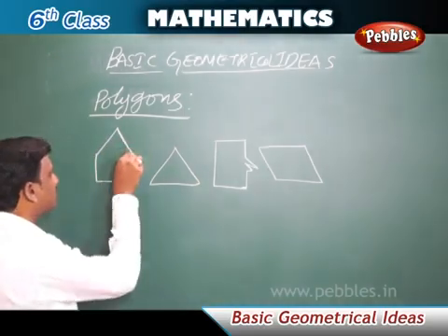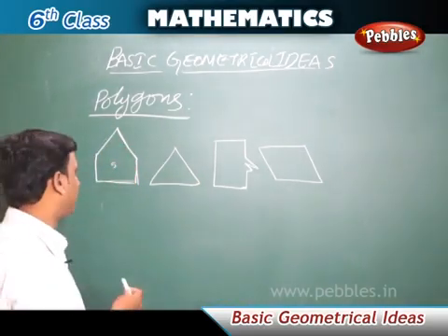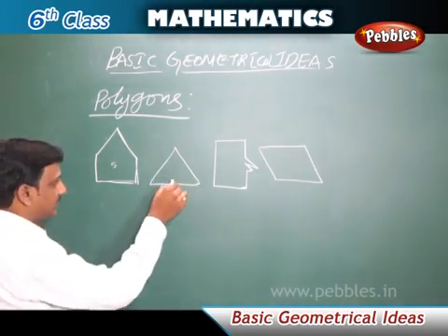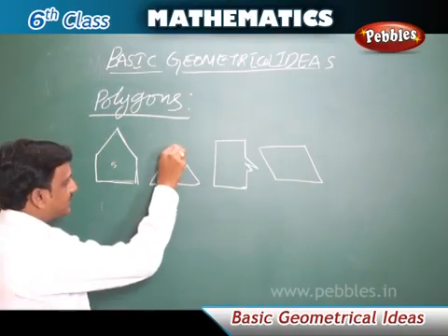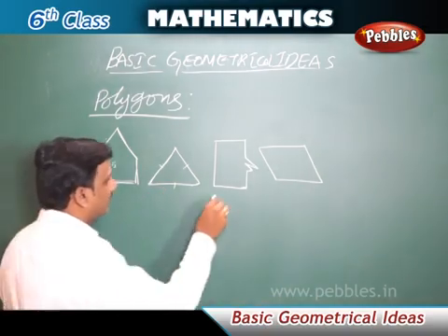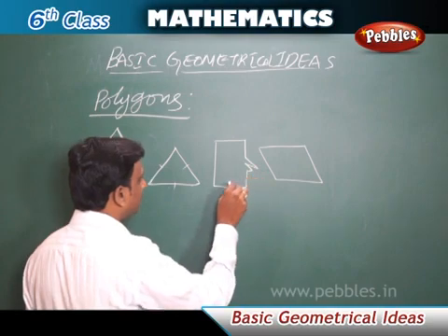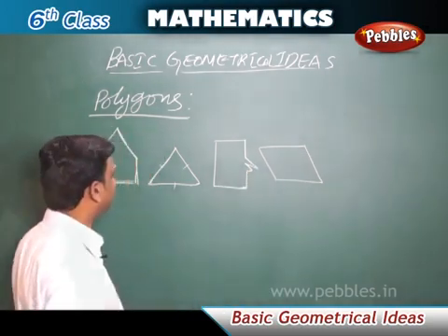Definite number 1, 2, 3, 4, 5. 5 line segments. So it has got 5 sides. It is a polygon and this is 3 sides. A definite number of sides and it is a simple closed figure. This is a polygon and even this is a polygon. 1, 2, 3, 4, 5, 6, 7, 8, 9 sides. In the same way, this is also a polygon.